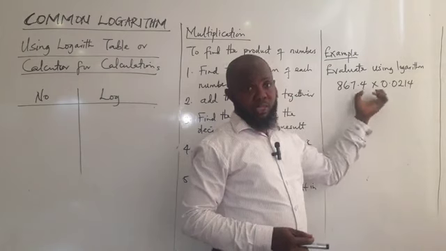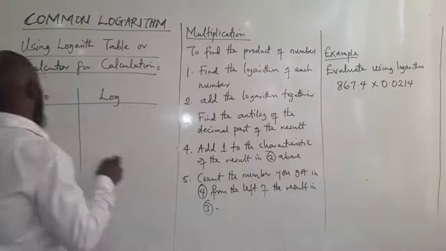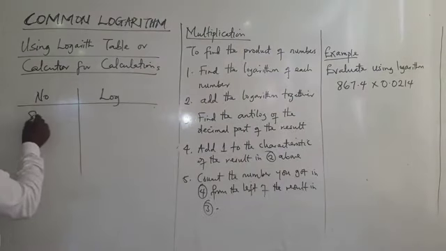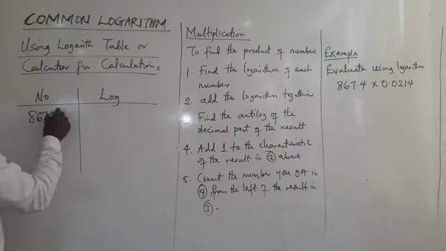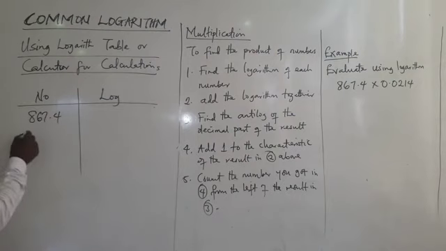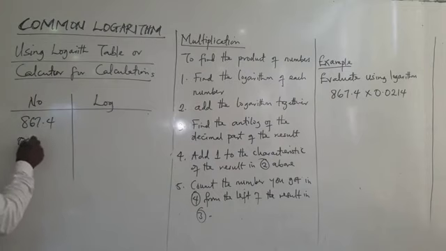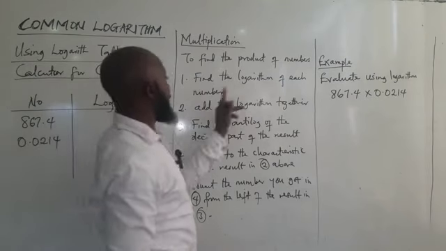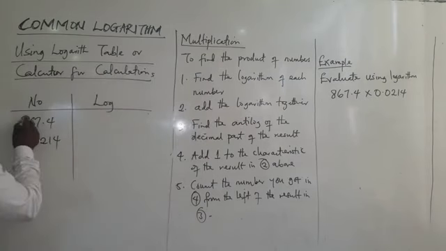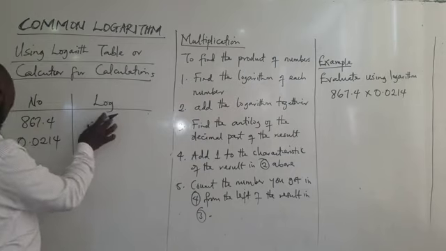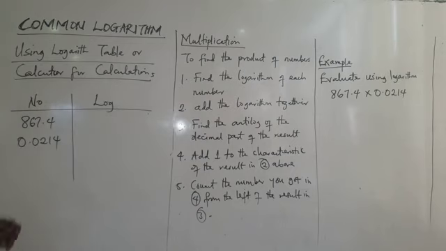So that's what I want to explain here. So we have 867.4, and the second one is what? 0.0214. So we want to find the log of this. That's the first step: find the logarithm of each number. So we find the log of this one, and the log of this one as well. So how do we do that?